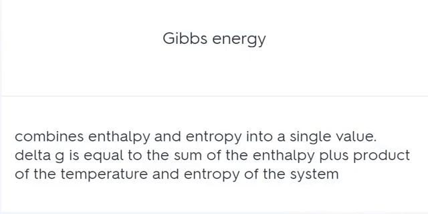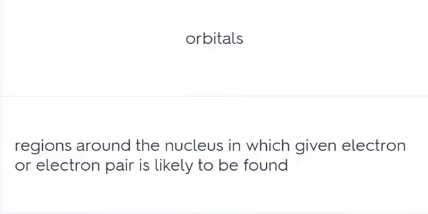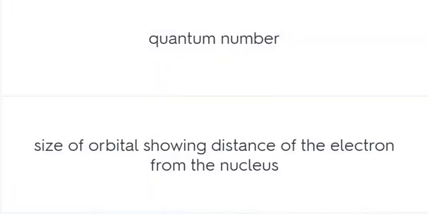Gibbs energy combines enthalpy and entropy into a single value. Delta G is equal to the enthalpy minus the product of the temperature and entropy of the system. Subatomic particles. Particles smaller than an atom or cluster of particles. Orbitals. Regions around the nucleus in which a given electron or electron pair is likely to be found. Quantum number. Size of orbital showing distance of the electron from the nucleus.